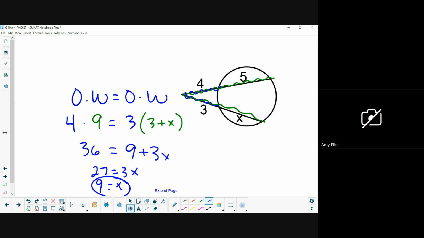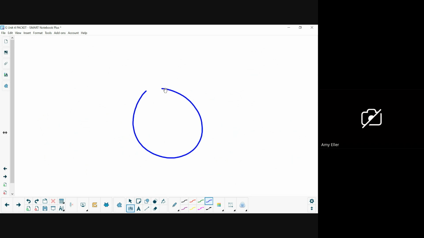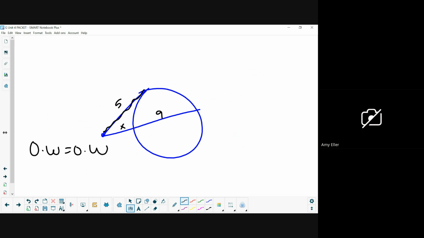Okay. If you see one that looks like this with a tangent and a secant, and I have 5x and 9, the formula still works the same. I don't know if these numbers I made up will work, but the formula still works the same. The outside is 5. And the whole thing is also 5. Over here, outside is x, and the whole thing is x plus 9.